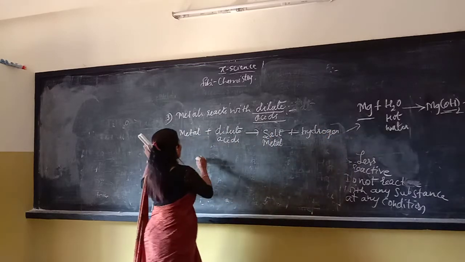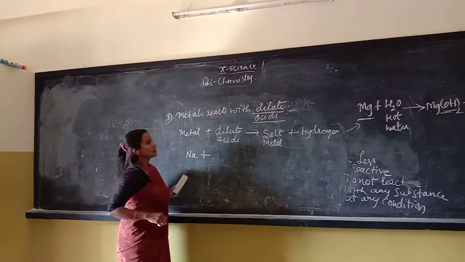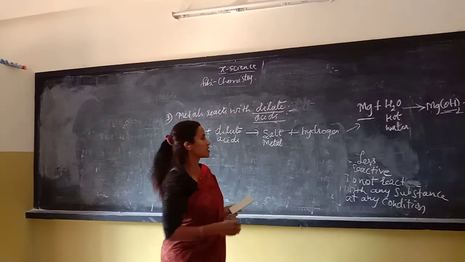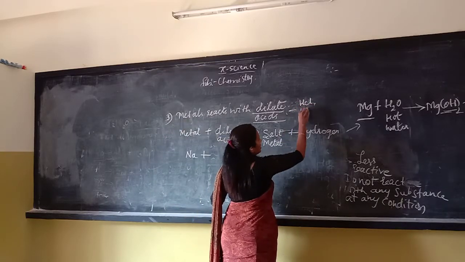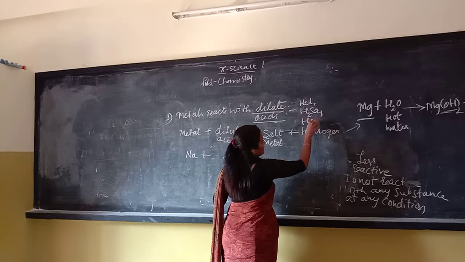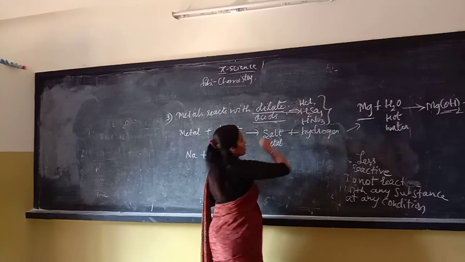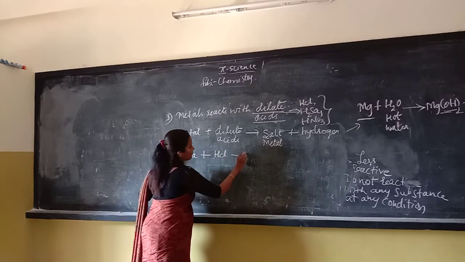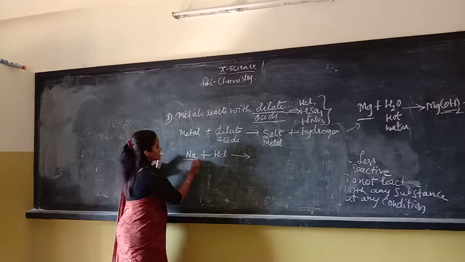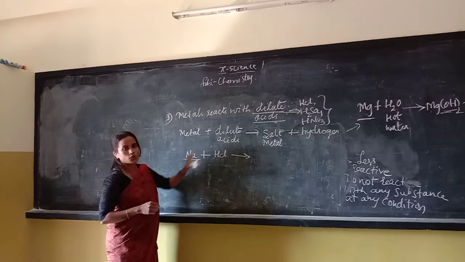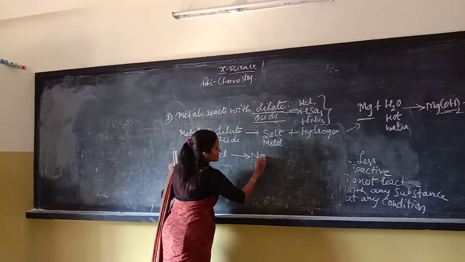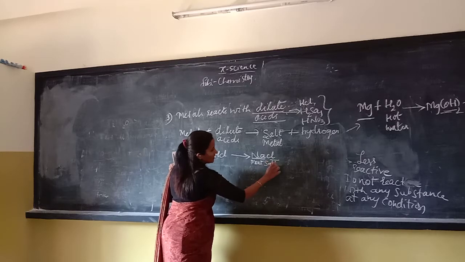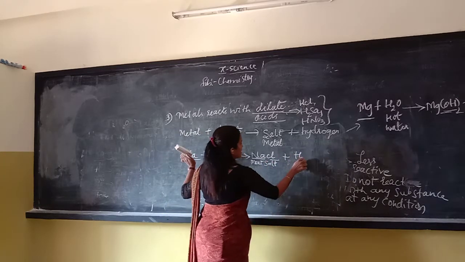So let me take sodium. The dilute acids are mineral acids, which we get in the earth's crust. For example, hydrochloric acid, sulfuric acid and nitric acid. These three are the dilute acids or mineral acids. So what happens when sodium reacts with, let's take an example, HCl. This is sodium and this is hydrochloric acid, which is a dilute one. When these two react, it forms salt. Sodium is a metal and Cl is a salt. So metal salt and hydrogen gas.